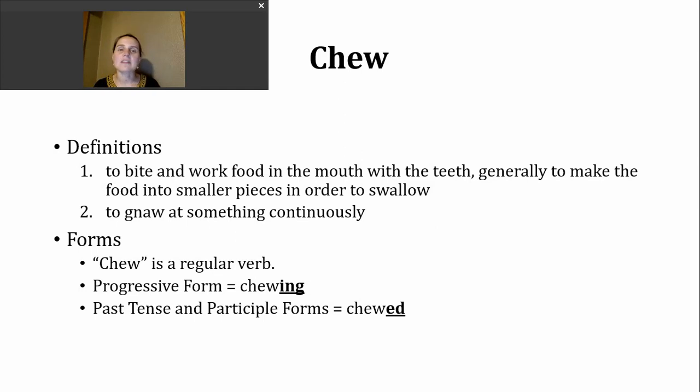A second way this verb gets used is to mean to gnaw at something continuously. That word gnaw might be a little new or different for you. You'll notice I'm not pronouncing the G with it, but it's another word that's similar to bite. But what's different with this second meaning is that the action is not being done to break something apart, but again, just that repeated action or motion.